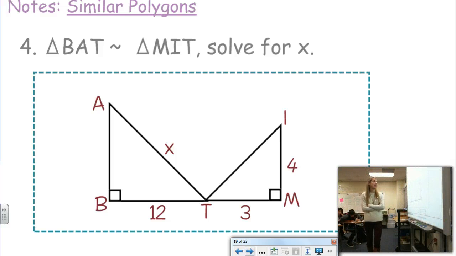Triangle bat is, what does this mean? Louder. Similar to triangle mitt. Oh, get it, bat and mitt. Oh, like baseball. Okay. Solve for X. Let's set up a proportion. Make sure you put the matching sides together, please.